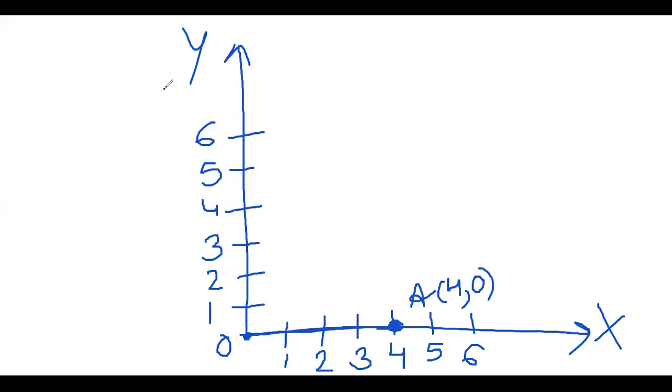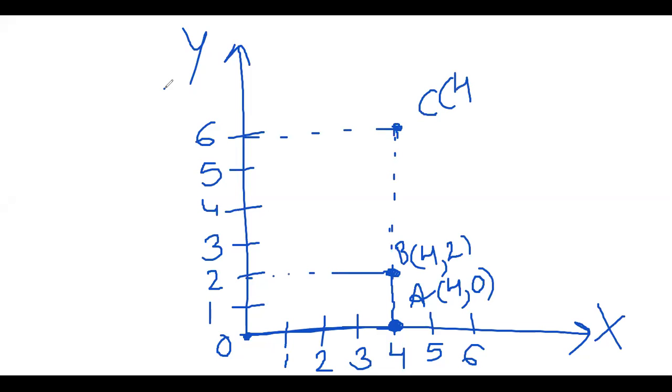Next, it's 4, 2, x4, y2, B 4, 2. Then 4, 6, C. Just move to 6. x is 4 and y you take 6. C 4, 6 and D is 4, 2.5. x4 and y 2.5 you will get from between 2 and 3. This point is D 4, 2.5.